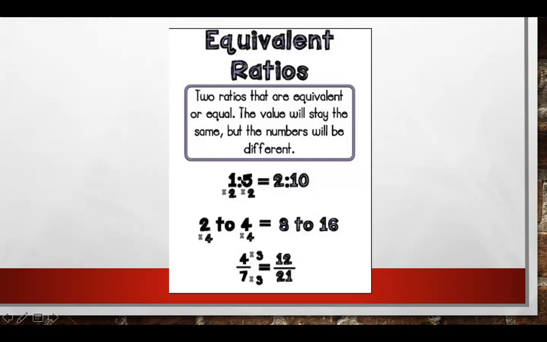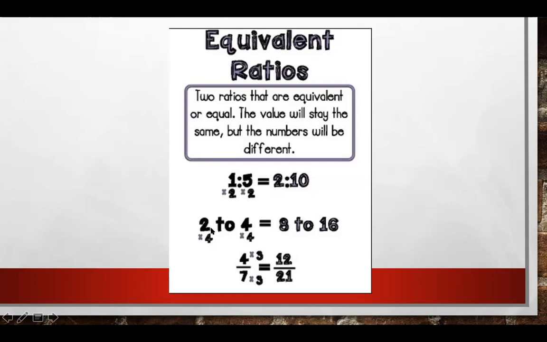We have 1 to 5 is equivalent to 2 to 10. Why? Because if we think about our lowest common multiple that two numbers have in common, it will be 1 and 5 here. So what number is transitioning 1 and 5 to 2 and 10? 2. 1 times 2 is 2, 5 times 2 is 10. So for every 1, there were 5, and for every 2, there are 10.